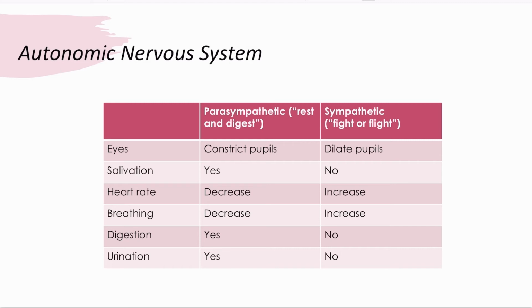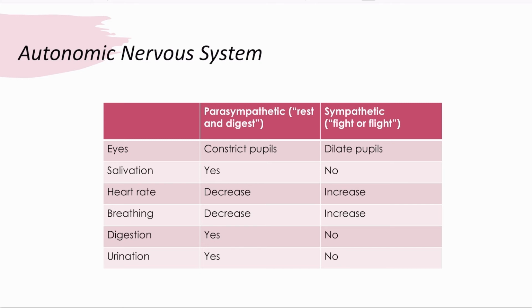a dangerous situation. Next is heart rate and breathing. They would both be decreased during parasympathetic activation. So when you're at rest, your heart rate is not as fast and your breathing is more shallow rather than deep. And the opposite is true for sympathetic, because when you're in a dangerous situation, you would need increased heart rate and breathing in order for adequate oxygenation.